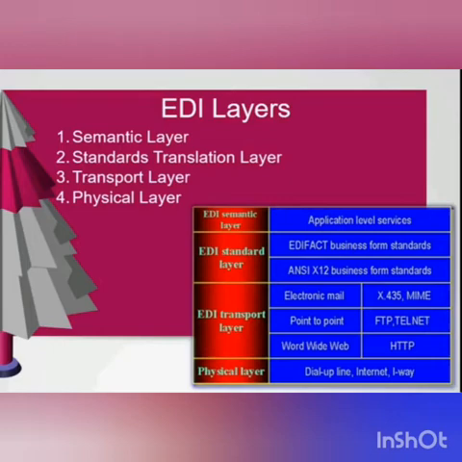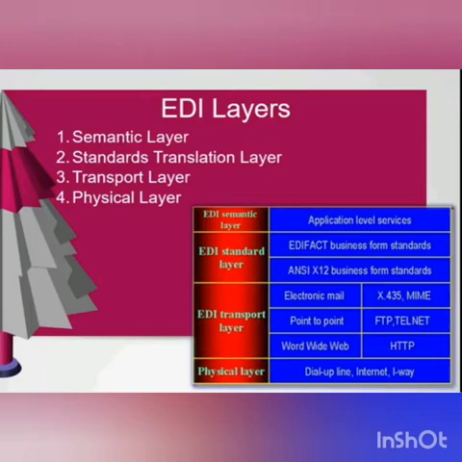Here, the physical layer refers to the internet connection, and nowadays we are not using dial-up lines and highways. Highway is nothing but like the BSNL company that uses satellite for internet connection. And the next one is the EDI transport layer. So the transport layer refers to protocols like HTTP, hypertext transfer protocol, for the World Wide Web. For point to point, it uses file transfer protocol and telnet protocol, and for electronic mail transfer, it uses X.435, MIME, etc. So, what type of communication method we are going to use depends on the transport layer.